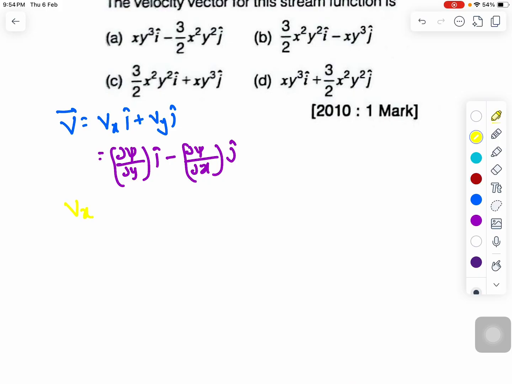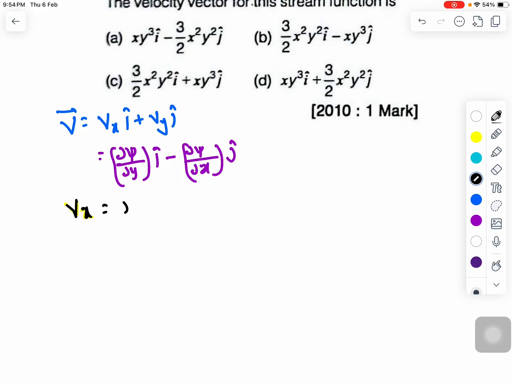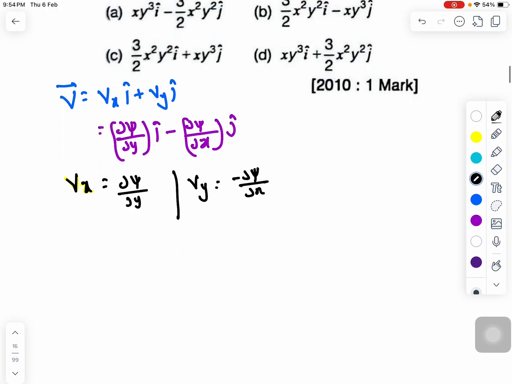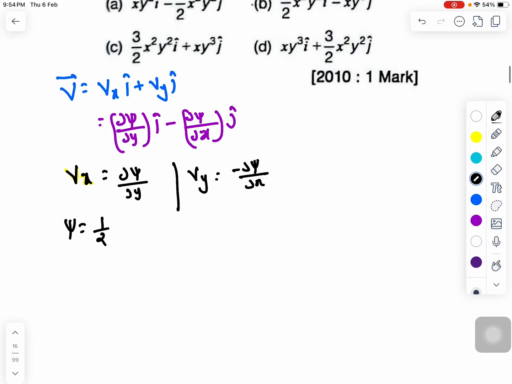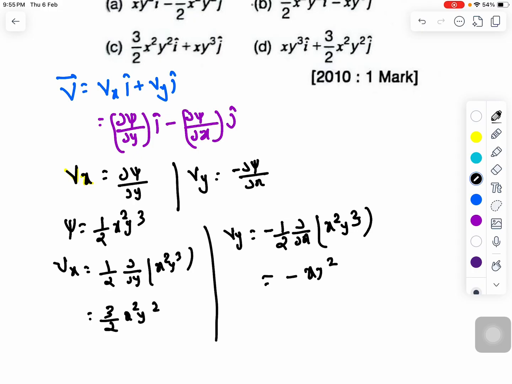Okay, so what is vx here? The value of vx will be equal to del psi by del y, and vy is equal to minus del psi by del x. So just try to calculate these things. The psi function, that is the stream function, is half x square y cube, right? So what is vx? Vx is equal to 1 by 2 del by del y of x square y cube, so that can be written as 3 by 2 x square y square. Now what is vy? Vy equals minus 1 by 2 del by del x of x square y cube. So once you do the differentiation, you will get minus x y cube.